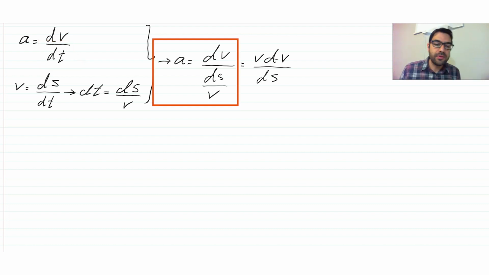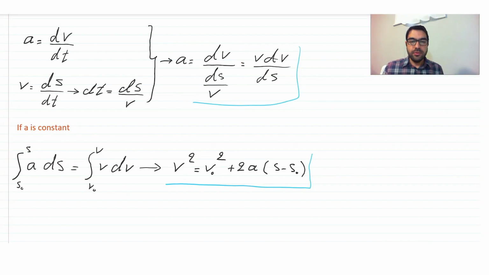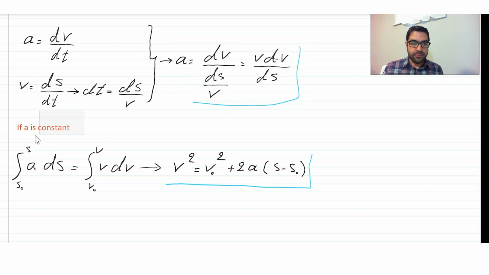So then I write the equation like this, which tells me a, or the magnitude of the acceleration, is equal to v dv over ds. So now that I have this equation here, if a, the acceleration, is constant, then I can integrate that equation, and it will be something like this. The integral of a ds from s0 to s equals the integral of v dv from v0 to v, and it gives me this final equation that can be useful sometimes for you to solve some problems.